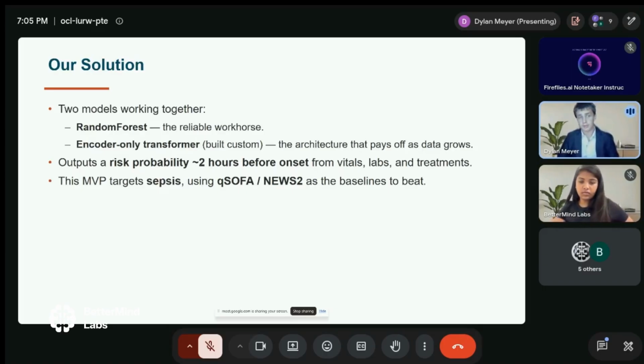The solution uses two models: a random forest machine learning model and an encoder-only transformer that I custom built. But I don't have enough data for the transformer to be fully operational yet. So the MVP just uses the random forest model. Like I said before, it predicts that somebody is going to start dying 2 hours before it actually starts, which is an extreme jump from the normal right now.